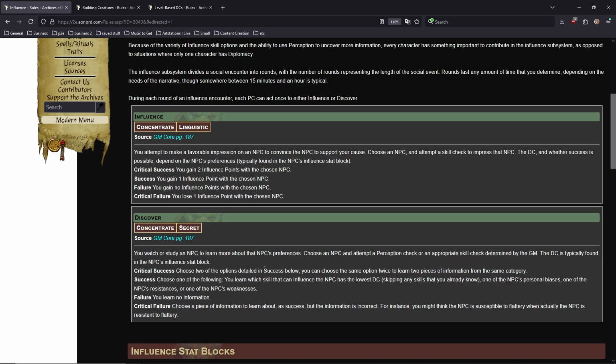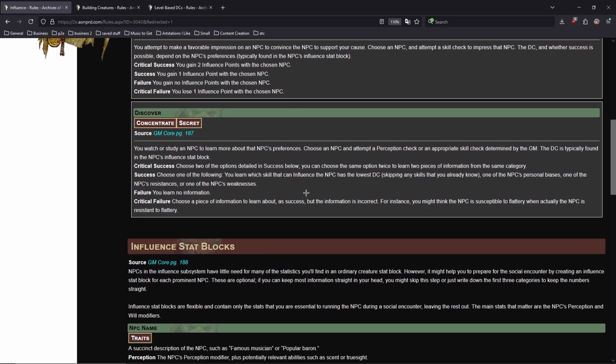I recommend, as is general advice with the social rules, that you be very lenient with your rulings here, what you allow your party to do, because more than anything, what your party is going to want to do, and what you are probably going to want to do, is allow for the story to move forwards. Though, of course, you should also have prepared in some way a way for the party to fail forward if they end up failing an influence encounter.